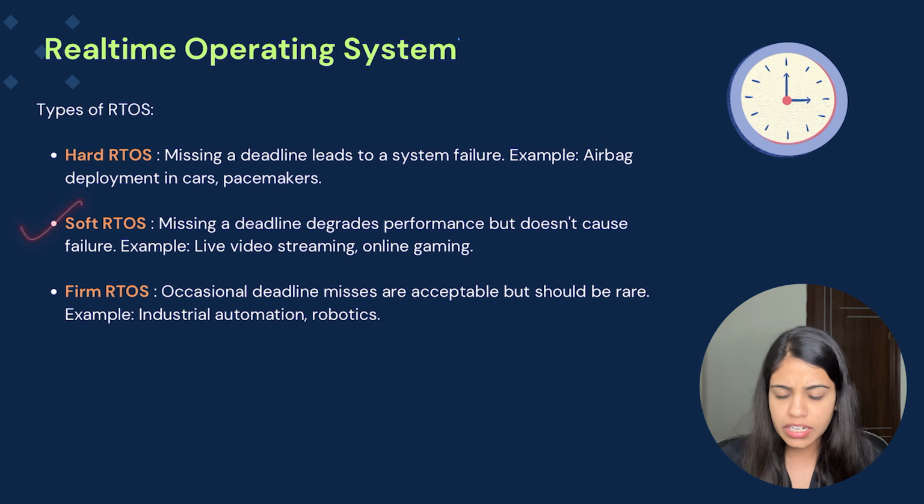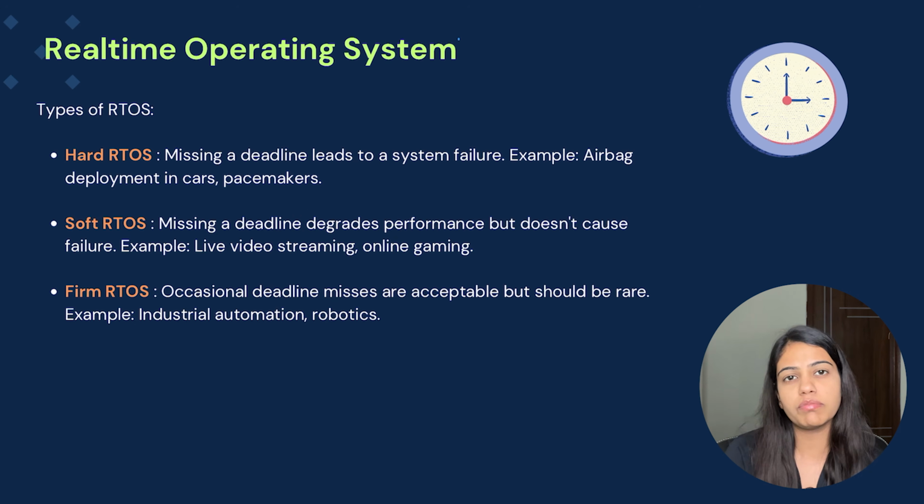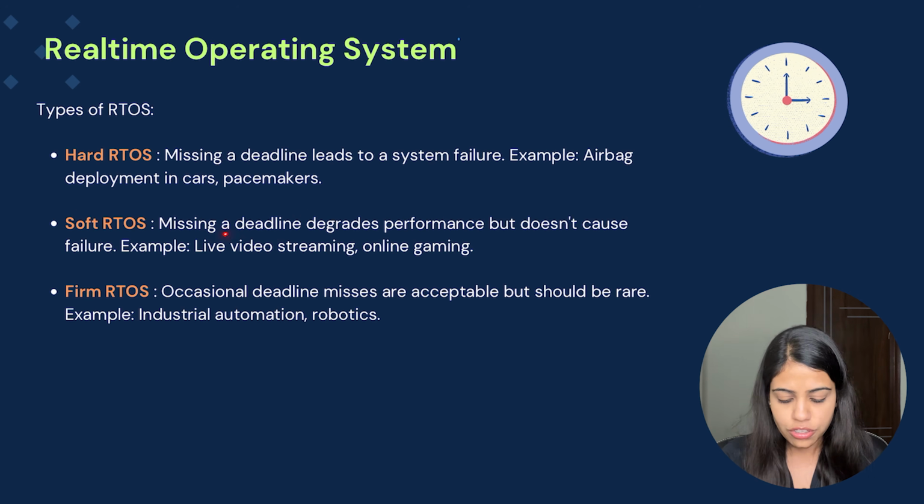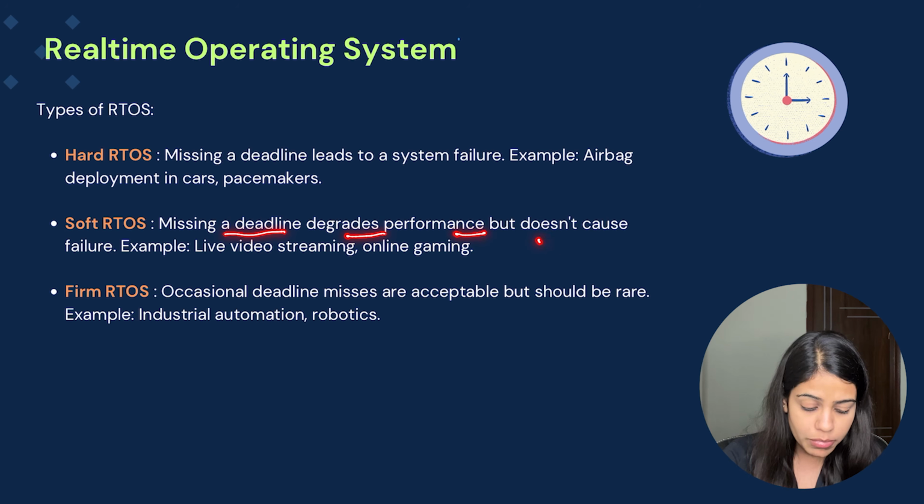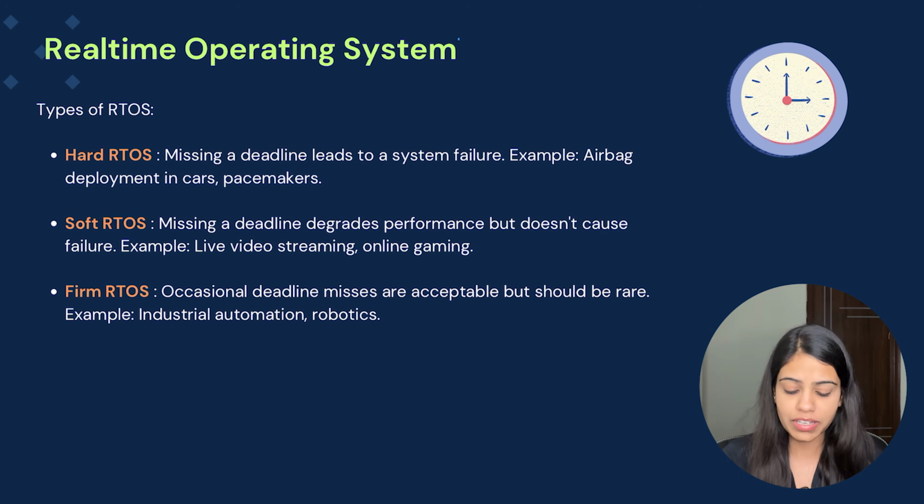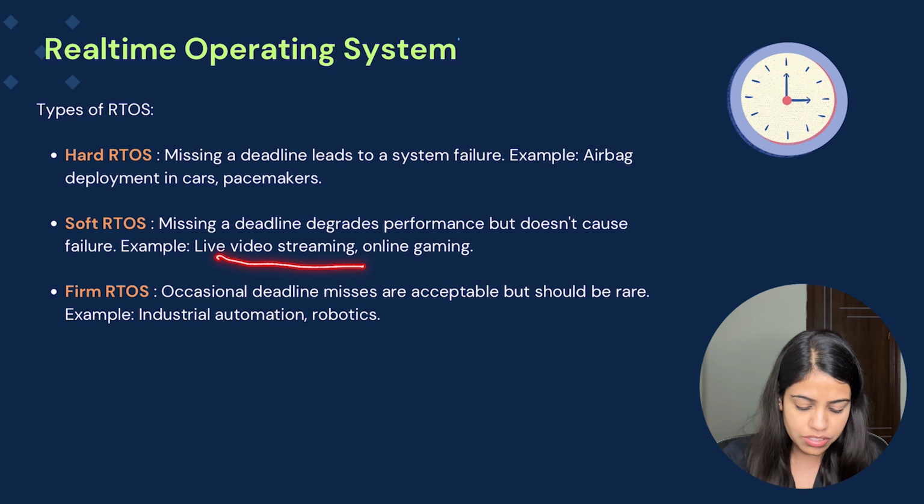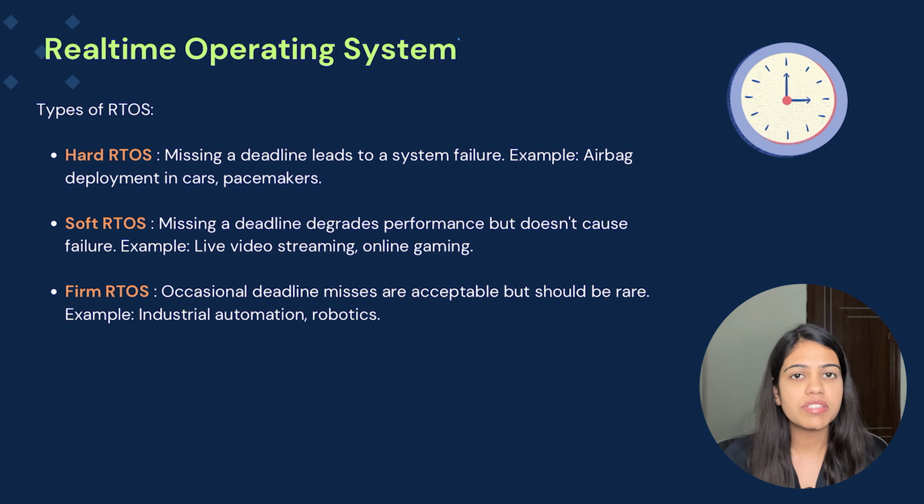Now coming to the soft real-time operating system. As the name suggests, soft, it can somehow deal with a missed deadline. Missing a deadline degrades the performance but doesn't cause any failure. In a hard system, missing the deadline causes a system failure, but here missing a deadline may degrade the performance but it doesn't cause any failure. Example, live video streaming or online gaming. We might have seen in online games sometimes a 1 or 2 second lag comes, but that will only degrade the performance of the game, it will not cause any kind of failure.